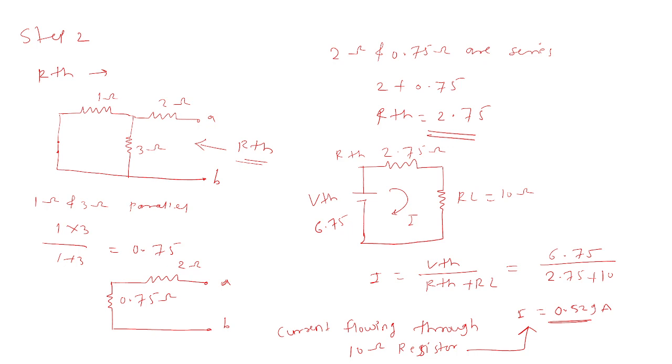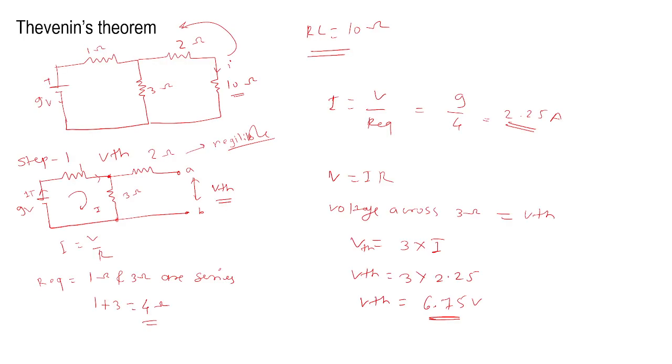I hope it is very basic example. I hope it is clear to all. See, one more time I explaining here. In this network, we need to find the current flowing through 10 ohm resistor, that is small I. I have indicated with the help of Thevenin's theorem. So Thevenin's theorem मध्ये दोन स्टेप आहेत. फर्स्ट स्टेप मध्ये VTH फाइंड करायचा आहे आणि सेकंड स्टेप मध्ये RTH फाइंड करायचं.